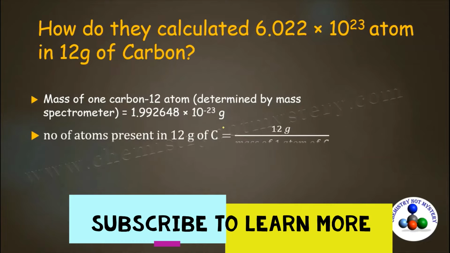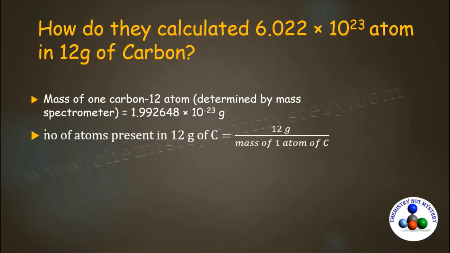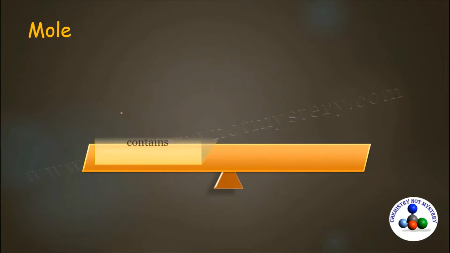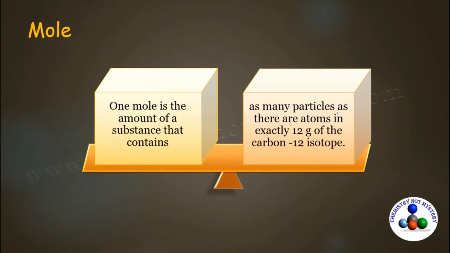So when we divide 12 grams by the mass of one atom of carbon, we can get the number of atoms present in 12 grams of carbon. So when you place the value, you will get 6.022 × 10^23 atoms. So that's how they have calculated that there are so many atoms present in 12 grams of carbon. So from this calculation, we come to know that 1 mole is the amount of substance that contains as many particles as there are atoms in exactly 12 grams of carbon-12 isotope.